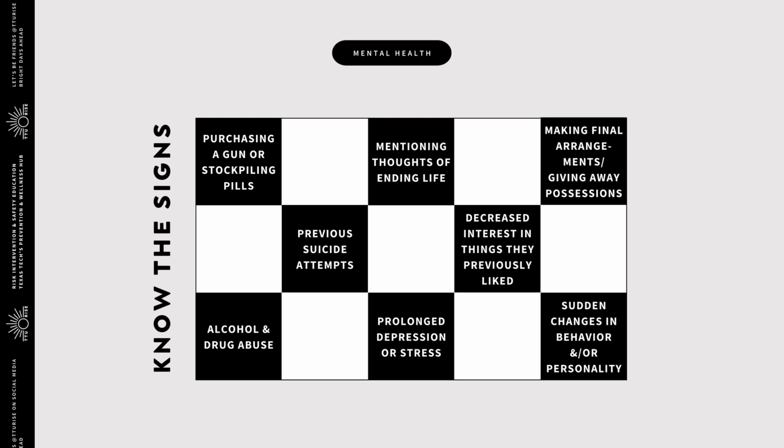An element of being able to identify suicidal ideation or suicidal behaviors is knowing some of the signs. This might look like purchasing a weapon or stockpiling pills. This could be prescription pills that are their own or somebody else's. Maybe they've mentioned thoughts of ending their life. Even if it's something that's kind of in passing, this is something to take really seriously. Maybe somebody's making final arrangements or giving away possessions.